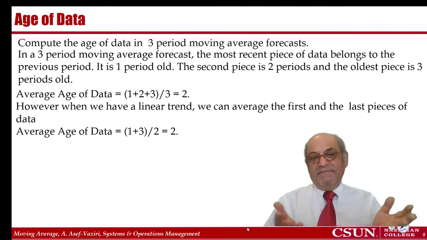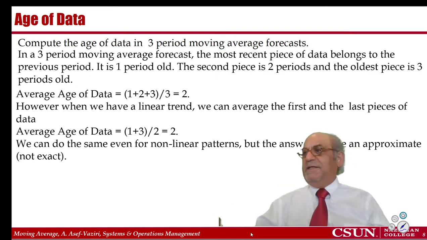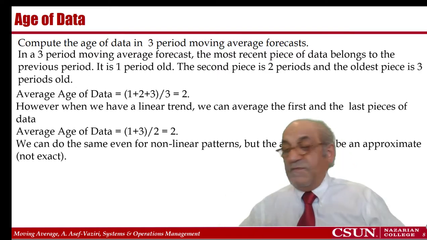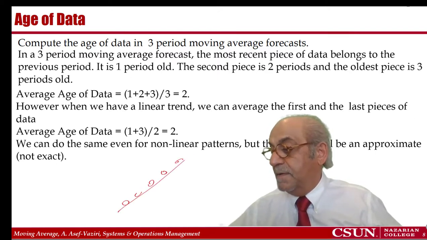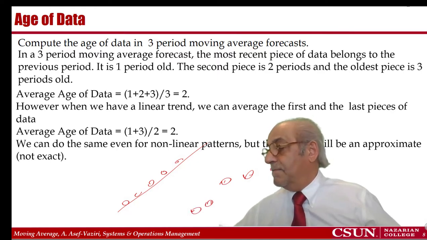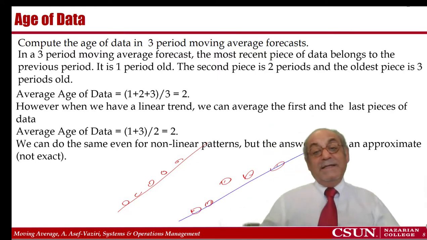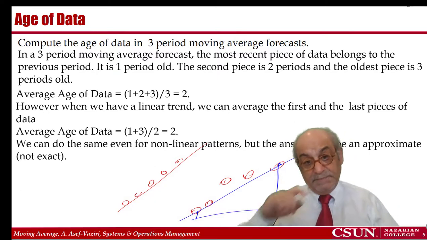And this is just what I have explained. Even sometimes when relationships are not linear, for example, if the relationship, instead of being exactly on the same line, is something like this, again we can assume that it is a linear relationship. We can take the first one and the last one and divide by 2.